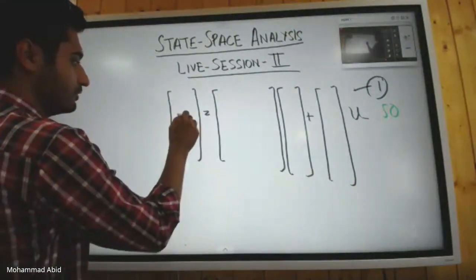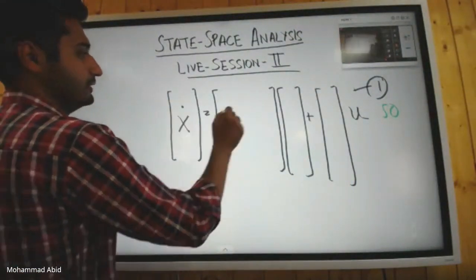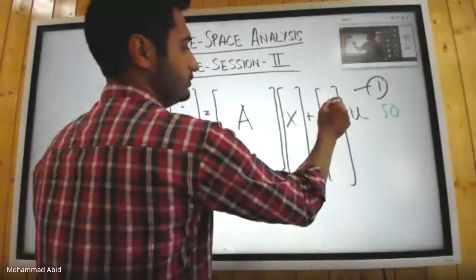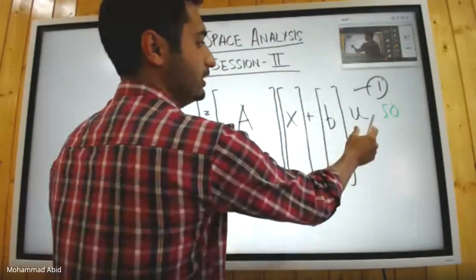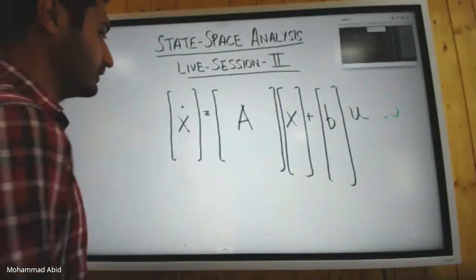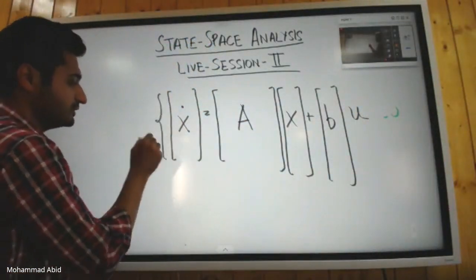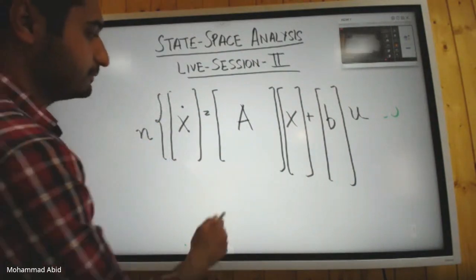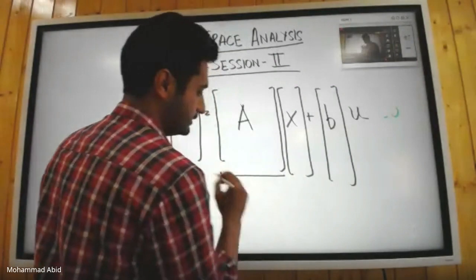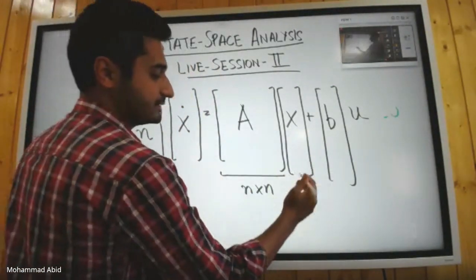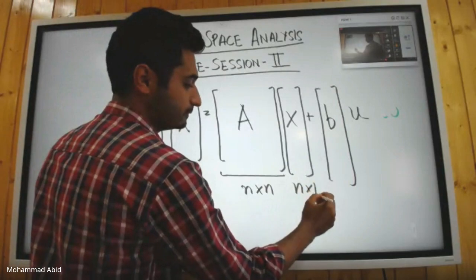This is your x dot. This is your A. This is your x. This is your B. And this is your input term. This is how a matrix form of the first equation looks like. So I'm having n entries for this matrix. This is having n rows. Similarly, this A matrix, this dimension will be n cross n, isn't it? What about its x? We already assumed it to be n cross 1.